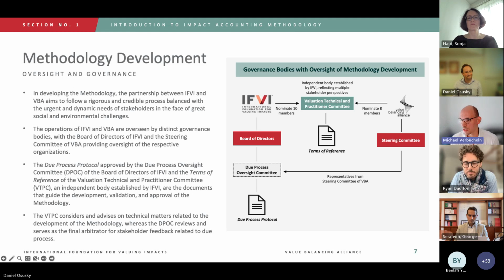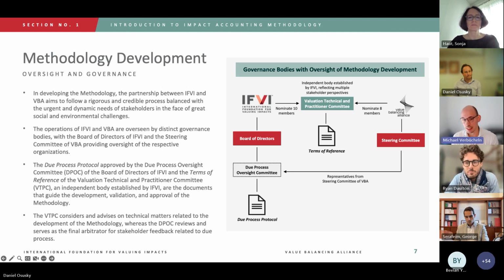Looking a little bit again into how we develop the methodology. So that was the brief overview. How are we structured? George already mentioned the VTPC, the key component in how we govern our methodology development. The oversight is happening in the VTPC. It is an independent body established by the IFVI to reflect all the different stakeholder perspectives on the methodology. And they are overseeing and approving the methodology outputs that the collaboration, the partnership of IFVI and VBA, actually develops.